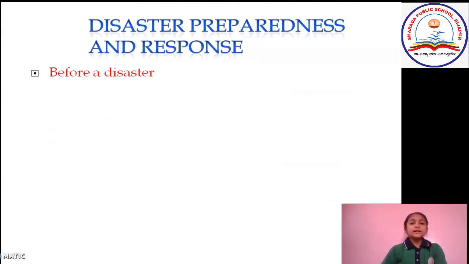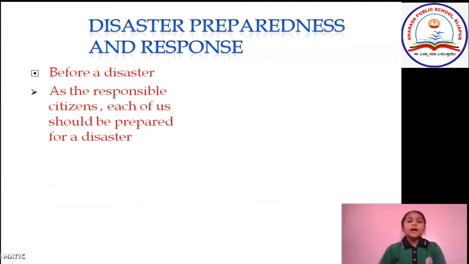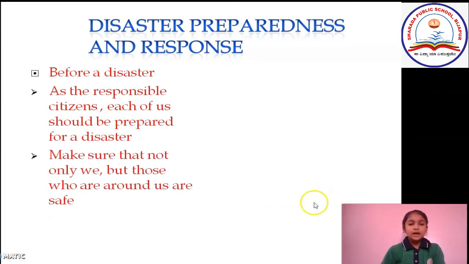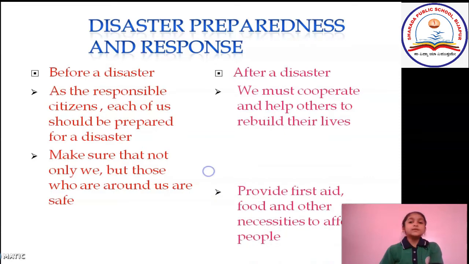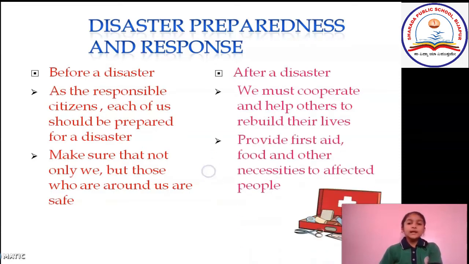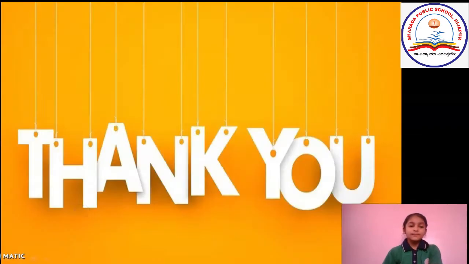Now let us learn about how, as responsible citizens, each of us should be prepared for the disasters. We have to make sure that not only we, but those who are around us are safe. After a disaster, we must cooperate and help others to rebuild their lives. We have to provide first aid, food and other necessities to the affected people.